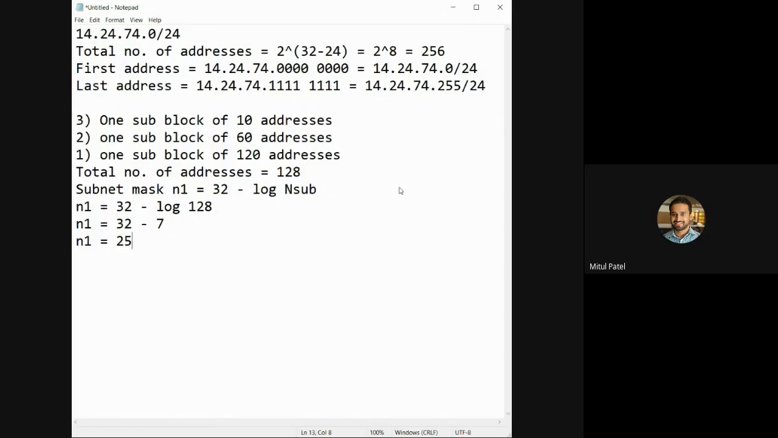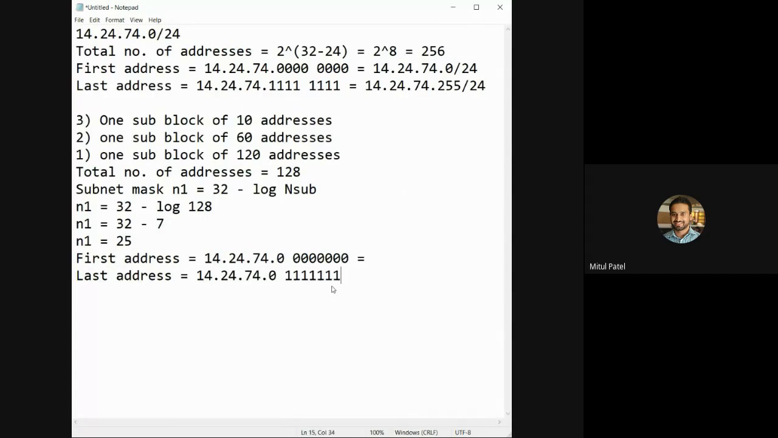Okay, so the first address of this block can be found by setting the rightmost 7 bits to 0. So 14.24.74.0 is our first address. And the last address can be found by setting the rightmost 7 bits to 1, that will give you the last address.